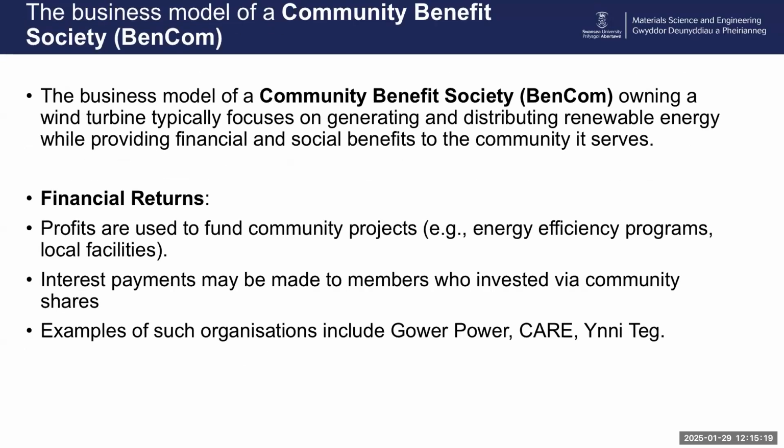If you are a community benefit society, your model may look slightly different. The profits that you actually get may be used then to fund community projects such as energy efficient programs, fund local facilities. Interest payments may be made to members who have invested in the project. Examples of these organisations are in South Wales, in Swansea, we've got Gower Power. In Pembrokeshire, there's a company called CARE, Cymdeithas Ynni Adnewyddadwy, and in Carmarthenshire, there's a company called Uniteg, and these are community benefit societies.